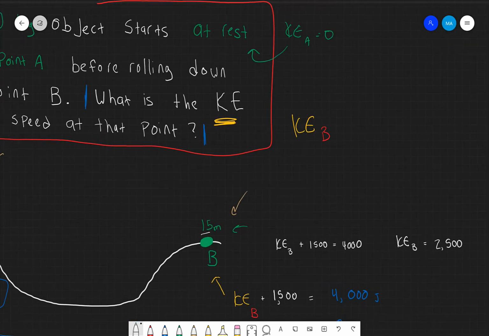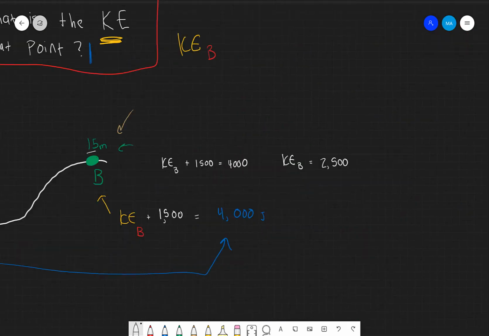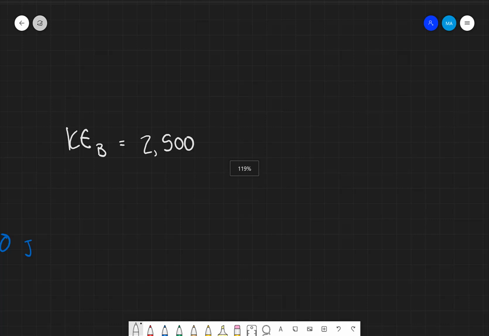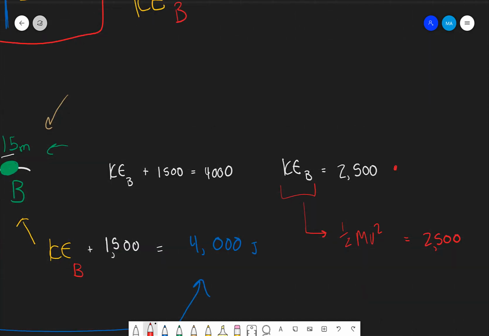It says, what is the kinetic energy and speed at that point? I figured out the kinetic energy at that point, it's 2,500. I can figure out the speed also, because kinetic energy isn't really a thing. Kinetic energy is kind of a shortcut that we use because we don't like to write this down all the time. But 1/2 mv squared, that's what the kinetic energy really is. So this equation says that 1/2 mv squared equals 2,500. We don't have to figure out the mass. The problem tells us that the mass is 10.